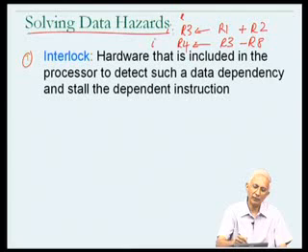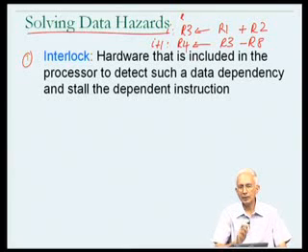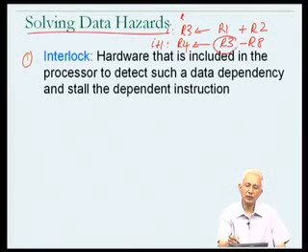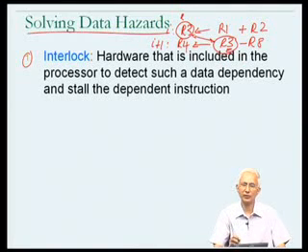This was instruction I, this was instruction I plus 1. So how will the interlock hardware detect that there is a problem here? The interlock hardware would have been able to detect the data hazard by noting that one of the source registers of instruction I plus 1 is the same as the destination register of instruction I. By comparing the source register identifier of instruction I plus 1 with the destination register identifier of instruction I, in other words with a very simple comparator, it is possible for the interlock to identify such situations.